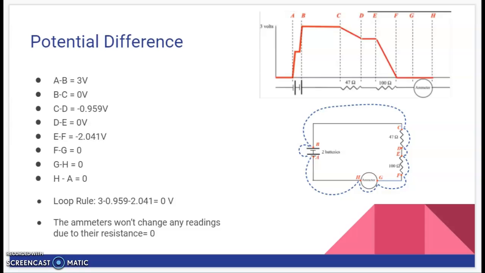Next, we calculate some potential differences using this graph. As you can see here, I'm not going to list them all out, but AB equals 3 volts, BC equals 0 volts, and so on. With the loop rule, if we add all these up, it will equal 0 volts, so it follows our loop rule. Part of the reason for this is that the ammeters wouldn't change any readings at all, due to their resistance being 0. So the ammeter does not affect the volts at all.